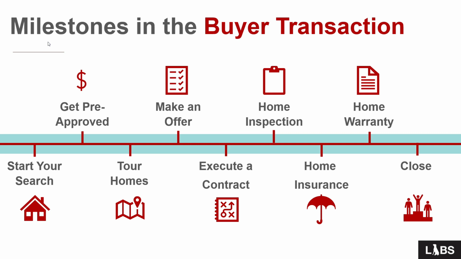Here are some typical milestones that we came up with that happen in the buyer transaction process. Starting your search, getting pre-approved, touring homes, making offers, executing contracts, setting up home inspections, getting home insurance, getting your home warranty set up, and then closing, obviously, as well.